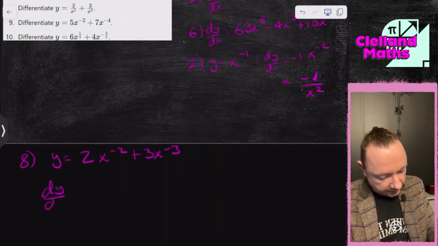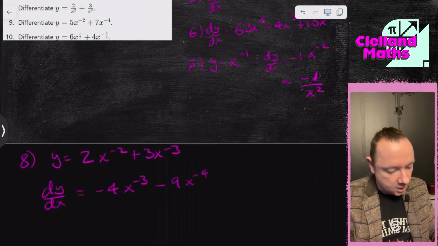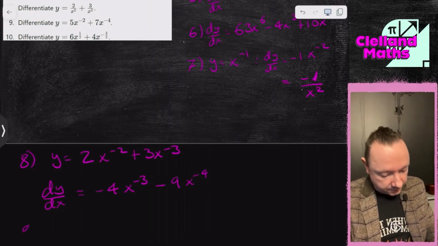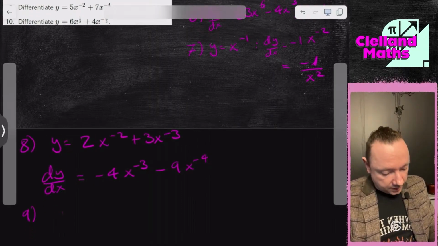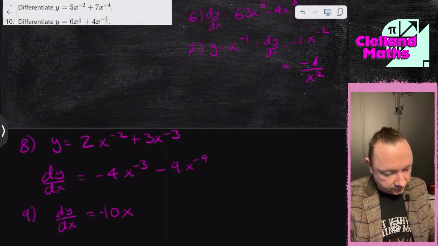So dy by dx is minus 4x to the minus 3 minus 9x to the minus 4. Or you could leave it as positive powers, but I'm not going to bother. I've got 100 of these to do. So number 9. dy by dx, what have we got? Minus 10x. So it's a minus, then minus 3. 7 4s is minus 28x. Minus 4 minus 1 is minus 5.